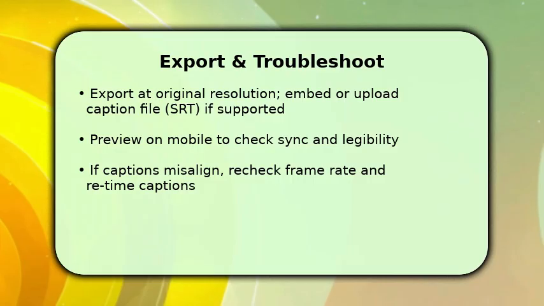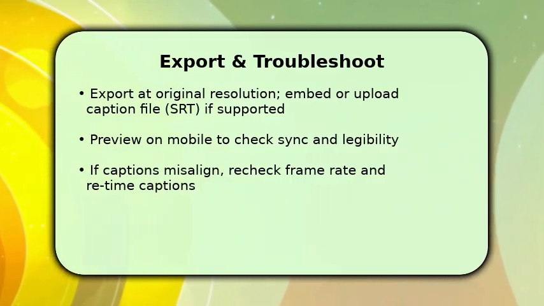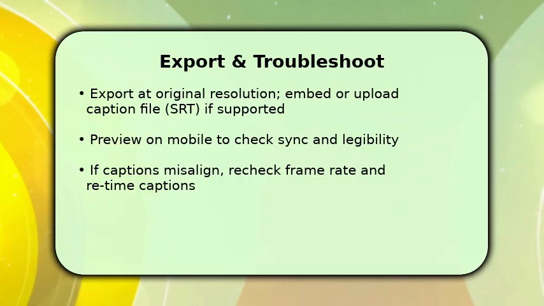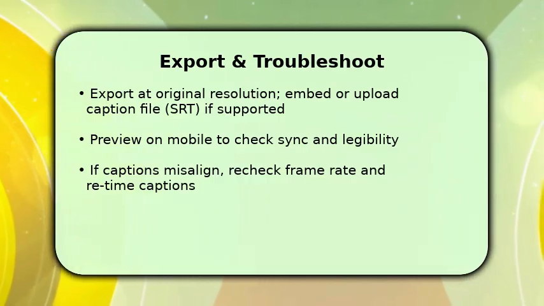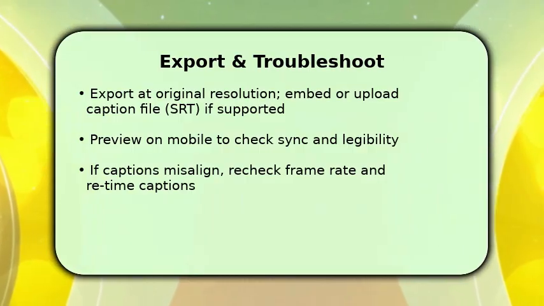If captions drift or skip, first check frame rate mismatches between source and export, re-export, or retime captions accordingly. If text is cut off, adjust safe area or font size. This final pass prevents common delivery problems and ensures accessibility.